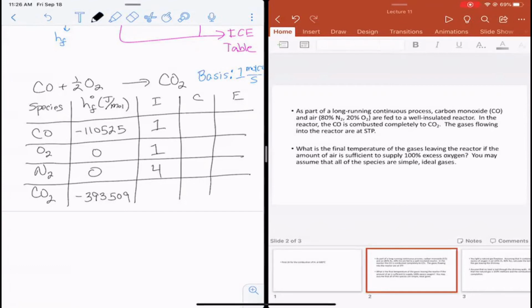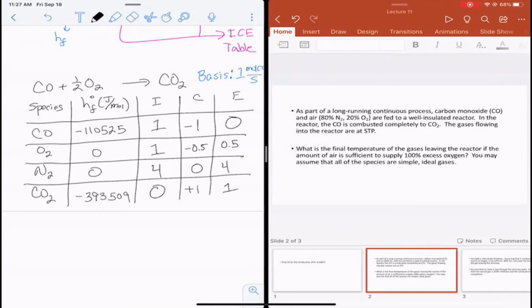So then we have 4 moles of nitrogen, and we're not feeding any CO2 at the beginning. Now we're told in the problem that CO is combusted completely. So that means that the exit amount is equal to 0. The change in oxygen is minus 0.5. There's no change in nitrogen, right? Because it's inert. And then if you look at the reaction stoichiometry, for every mole of CO that is consumed, a mole of CO2 is created. So that's plus 1. And so then the exit for oxygen is 1 minus 0.5, which is 0.5. For nitrogen, that's 4. And for CO2, that's equal to 1.